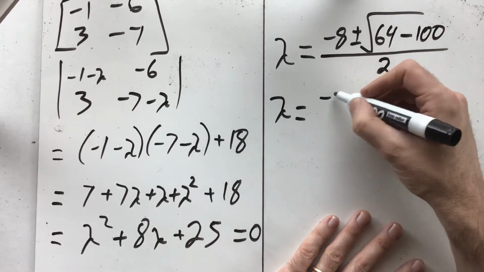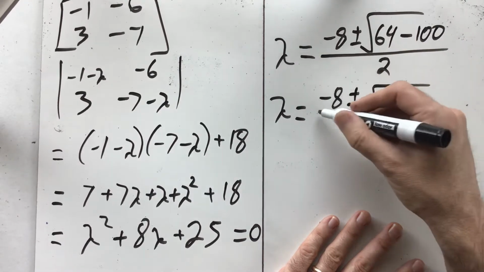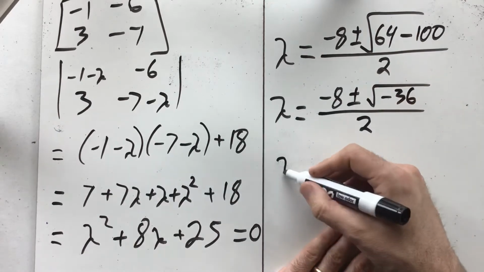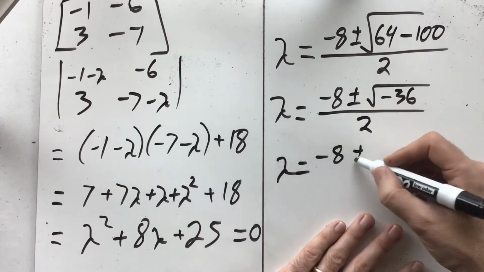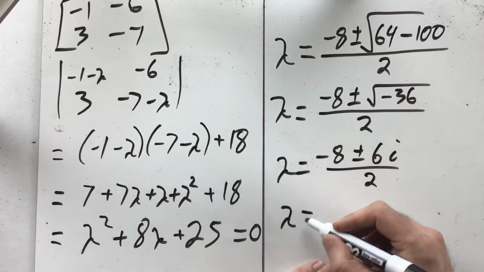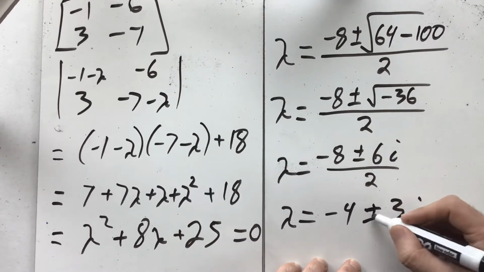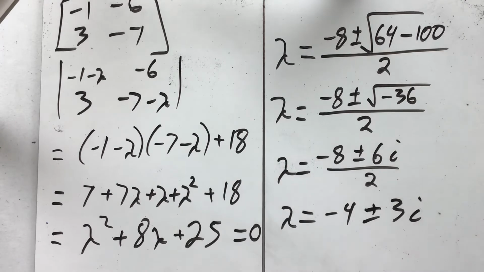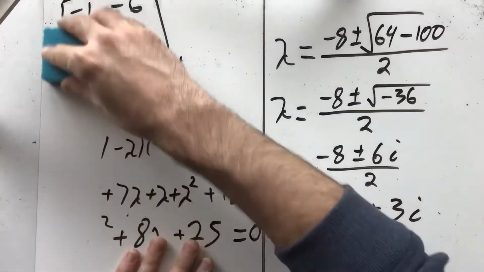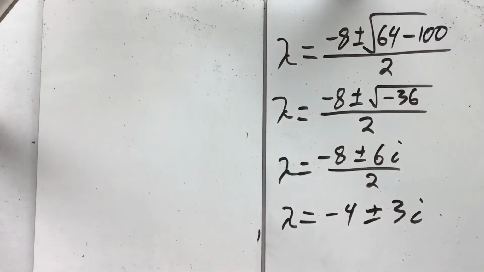So lambda is -8 plus or minus the square root, and this came out to be -36. Wow, it's almost like the number came out even. It's almost like I planned it. -8 plus or minus 6i all over 2. And so my lambda is -4 plus or minus 3i. So there is my eigenvalue. Okay, so my eigenvalues are -4 plus 3i and -4 minus 3i, and so now I'll come over here and try to find the eigenvector that goes with one of these.